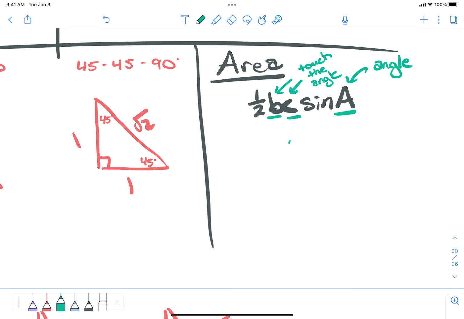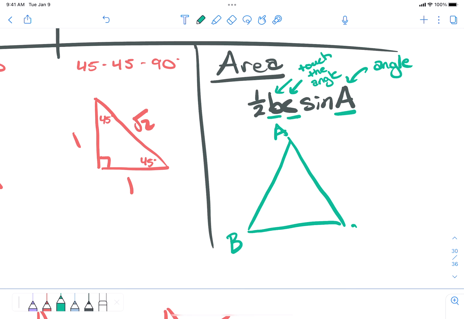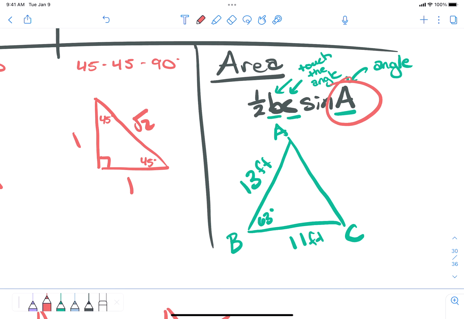I'll give you one that's not labeled with A in the right spot. Okay, so let's say we'll go A, B, C, and we'll say that this is 63 degrees. We'll say this is 11, and we'll say this is 13 feet. Now I do not have angle A, but that's the way my formula is set up. Shoot, I'm stuck.